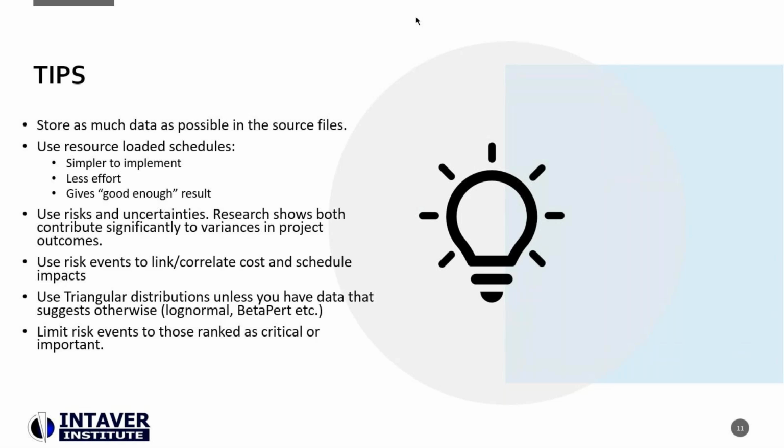Use both risks and uncertainties. If you only use risk events or only uncertainties, 3-point estimates, you will be missing a large part of the actual project variances in your analysis. Research shows, depending on the type of project, that uncertainties can be from 40 up to 70% of the risk that you have in your system. So we want to use both.